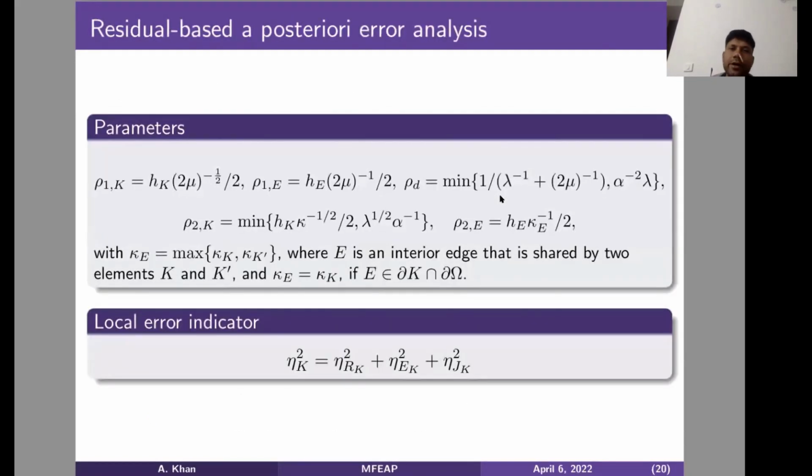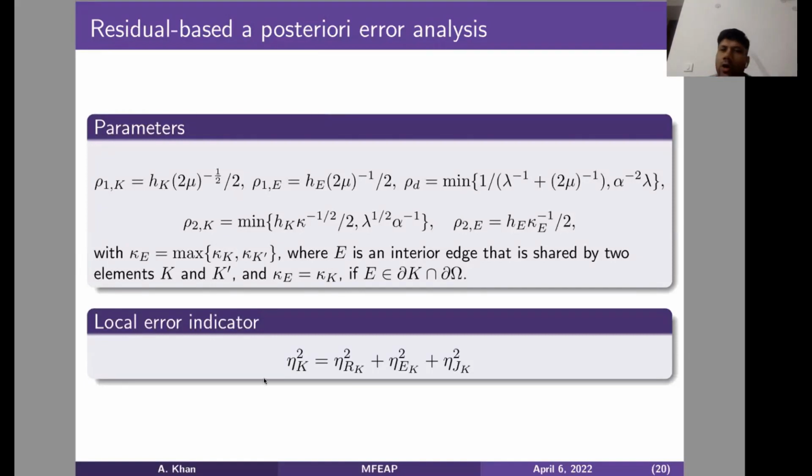So we'll start with the residual-based a posteriori estimator, and we'll define some parameters. As I said, because we are talking about a robust estimator, we need to multiply by some suitable parameters, which ensure that our estimator is robust with respect to these parameters. So we'll define parameters ρ1k, ρ1e, and ρd for our edge residual, interior residual, and also for the data oscillation terms.